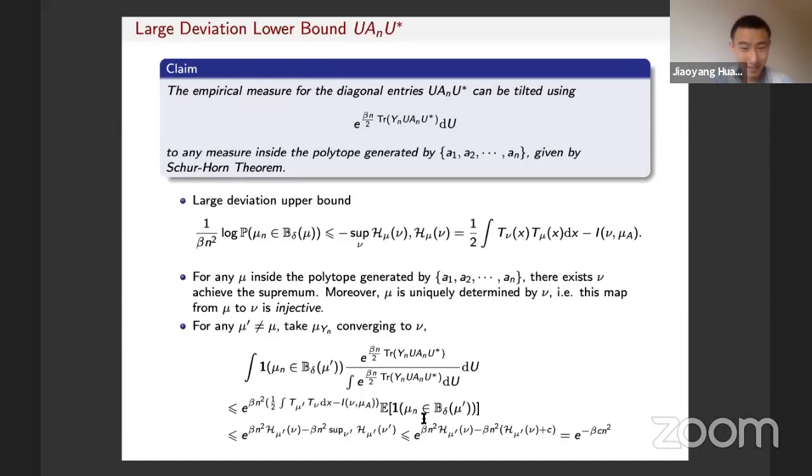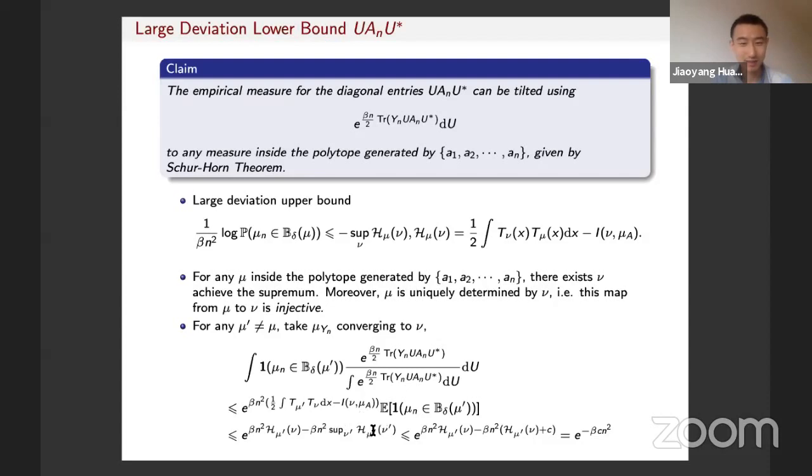What's remaining is the probability that mu n is in a neighborhood of mu prime. For this probability, we can use the large deviation upper bound. So this is upper bounded by minus the sup over nu prime of h mu prime, nu prime. Thanks to the observation that mu is uniquely determined by nu, we know this supremum cannot be achieved at nu. Otherwise, there would be a mu prime which gives the same nu, which gives a contradiction.